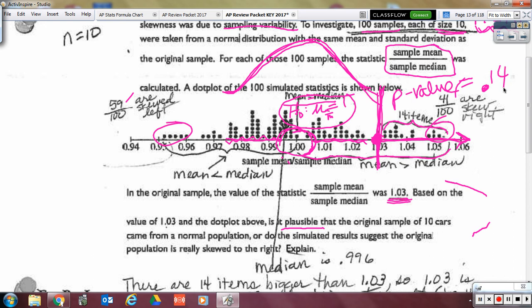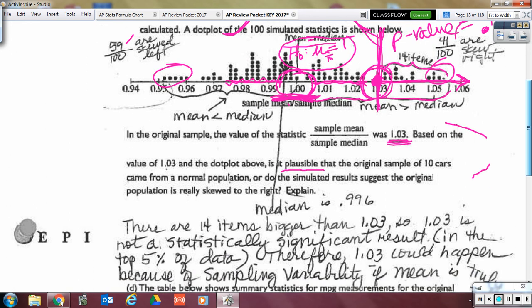Boom. And what do we say with a p-value of 0.14? Do we have evidence to reject this null hypothesis? No. So this sample is not unusual enough to reject the null hypothesis because its p-value is 0.14. So that is where we go with that.